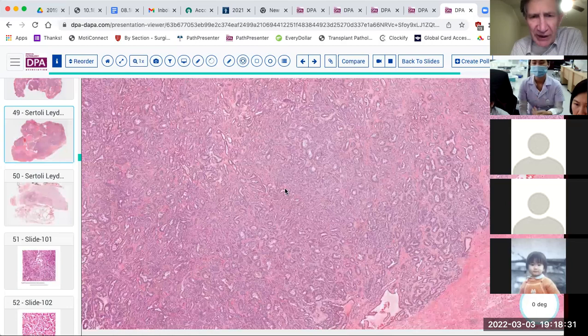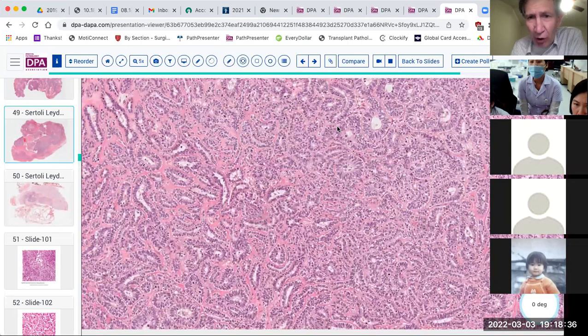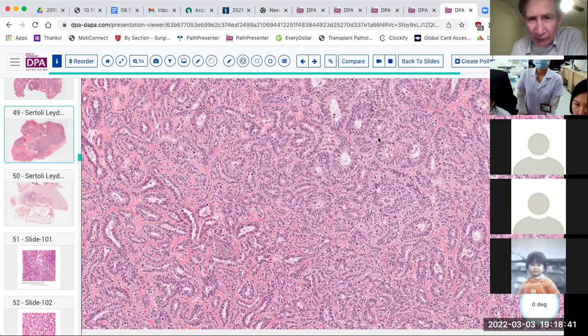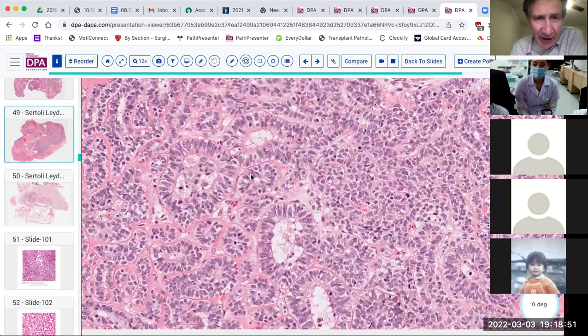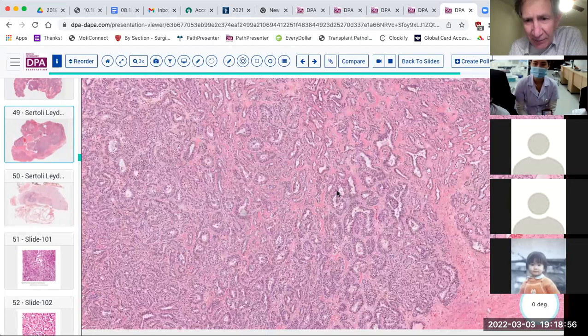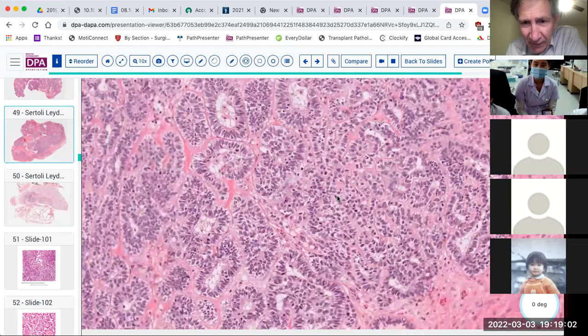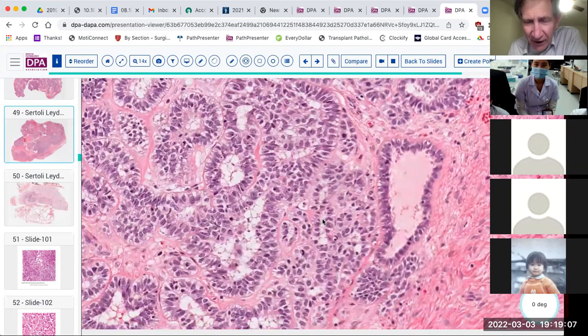So here you see this more open tubular pattern with a little bit of intervening tissue. It's mostly Sertoli cells. And so you might think of the Sertoli cell tumor that we just talked about if you don't find the Leydig cells. And I don't think I marked them on this slide, but it sometimes takes quite a bit of hunting around several slides to find the Leydig cells.